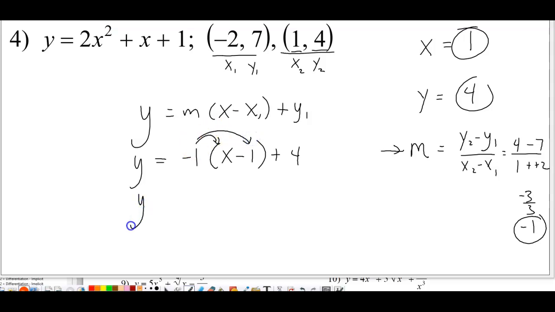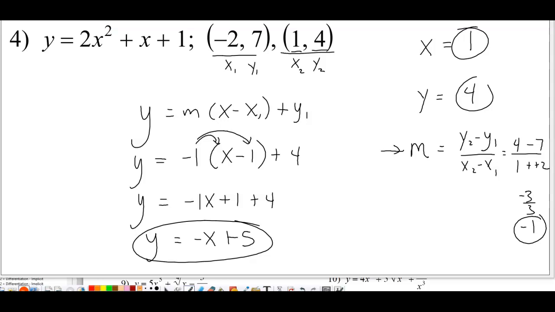If this turns out to be a multiple choice question, which I think it probably will be, then we're going to want to simplify this. Final answer. Okay? So that would be the equation of the line that goes through these 2 points here. And that's that.